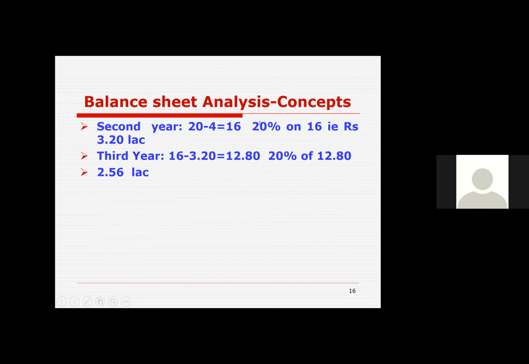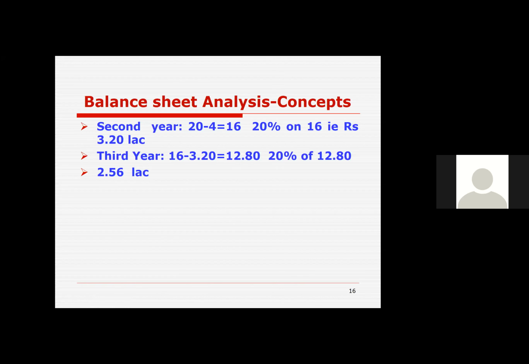On that 16 lakhs, we will calculate 20%, which will come to 3.20 lakhs. Third year, what do you do? From 16, we reduce 3.20, leaving a balance of 12.80. We calculate 20% depreciation on that, and it comes to 2.56.